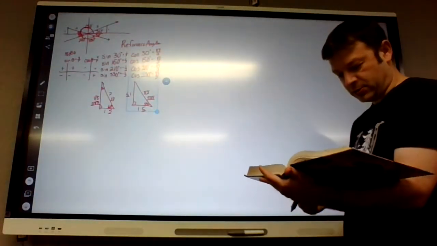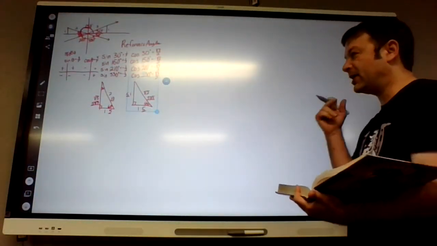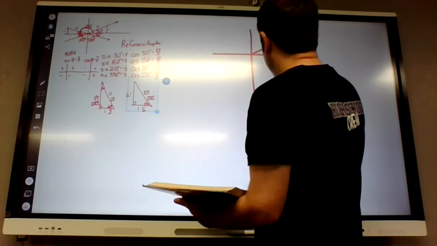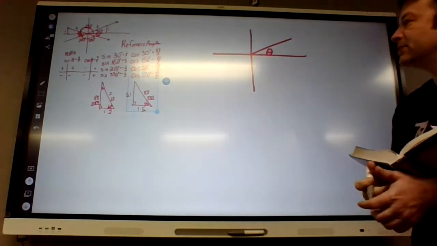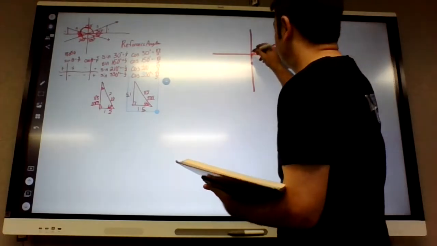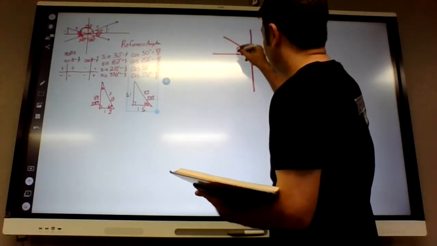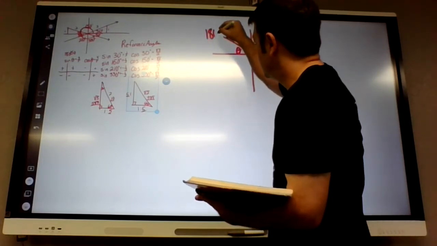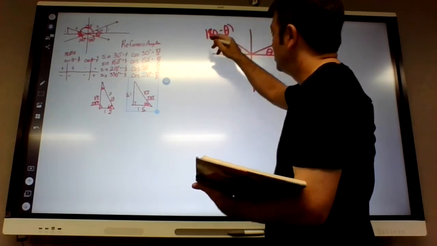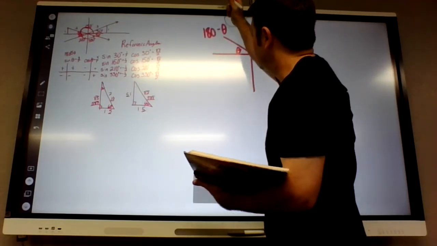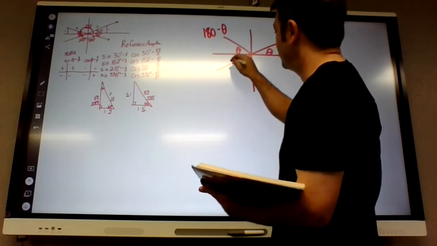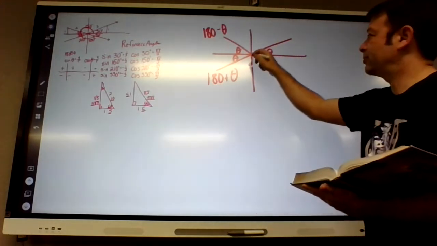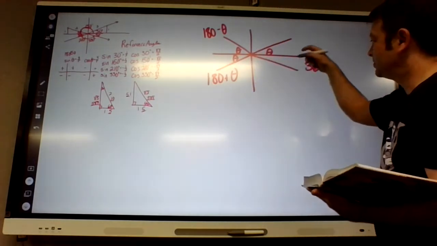Okay, number one. Actually, let me talk about that. Let me back up for a second. What I said was the first quadrant angle is going to give you the same result as the second quadrant angle. The second quadrant angle is basically going to be 180 minus theta. And then for the third quadrant reference angle, it's going to be 180 plus theta. And for the fourth quadrant angle, it's going to be 360 minus theta.